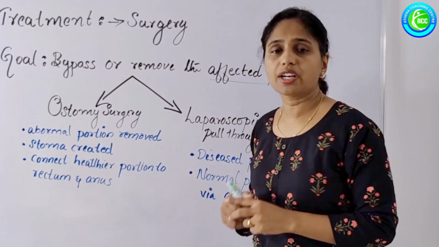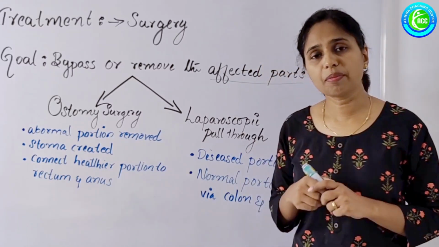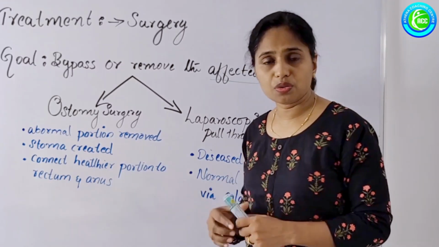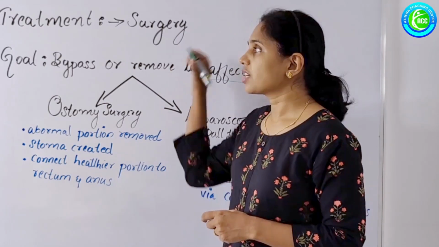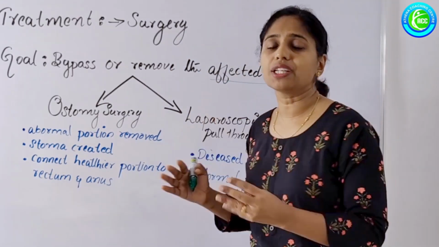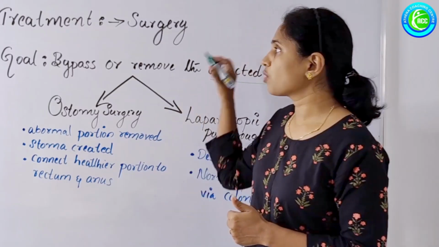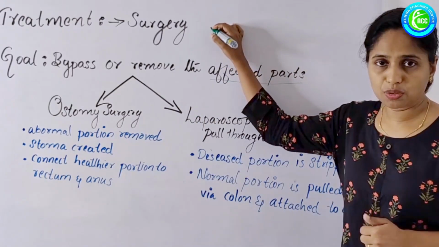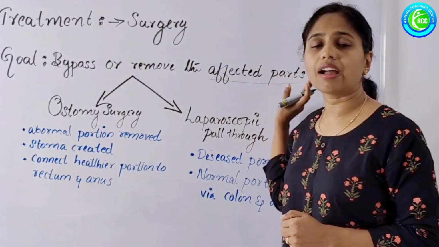How do we manage Hirschsprung's disease? Symptomatic management is important to reduce the symptoms. However, surgical correction is the corrective management or a complete curative management. So basically in surgery what we do is bypass or remove the affected part.